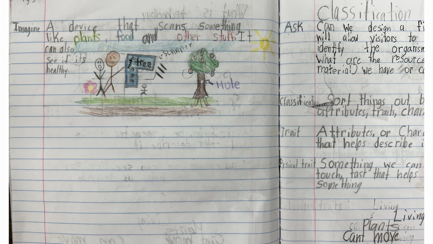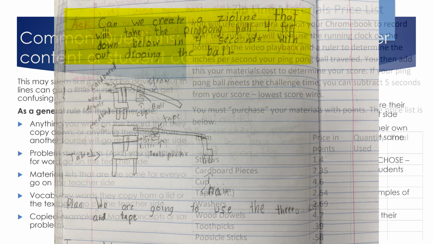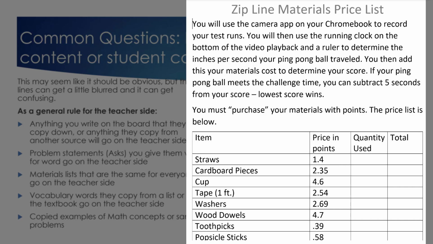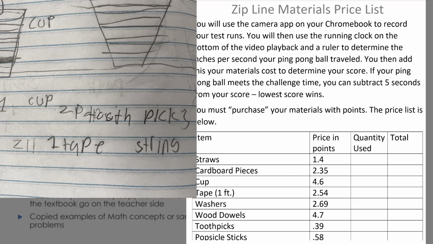Problem statements, our asks, those should generally go on the right-hand side if you give them the problem statement word for word for everyone to copy down. If you allow them to put the problem statement in their own words, then it would go on the left-hand side. Materials lists that are going to be exactly the same for every group should go on the right-hand side. But if children get to choose from that list and then they create their own materials list with only the materials that they have chosen, that would go on the left-hand side.